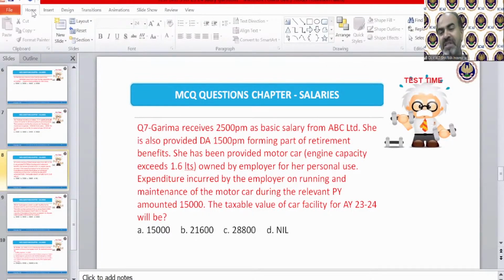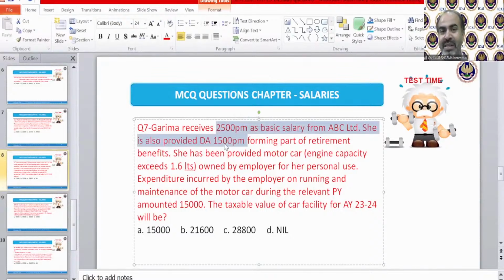And what is the meaning of a specified employee? You are an employee plus director of a company, or having a substantial interest in that organization, or having cash salary more than 50,000. Now, in this case, you can see that cash salary is not more than 50,000 because it's just 2,500 plus 1,500. That means cash is 4,000 per month into 12. That means 48,000. So Garima is not a specified employee. And because she is not a specified employee, this perk will not be taxable in her hand.